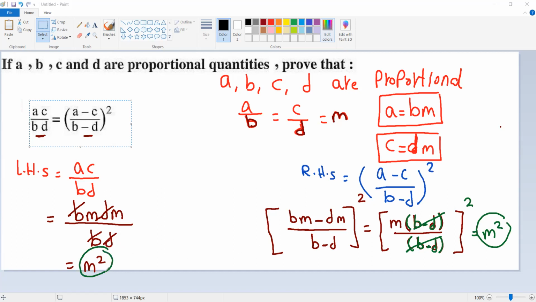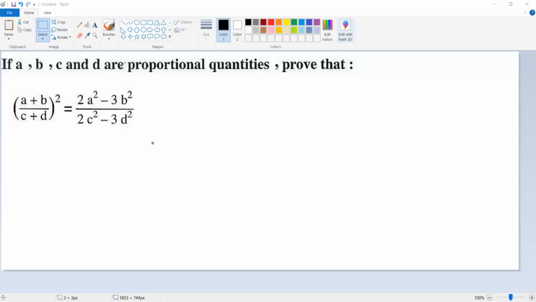I proved that the left-hand side and the right-hand side are the same. A, B, C, and D are proportional quantities, proves that. So A over B equals C over D equals M.